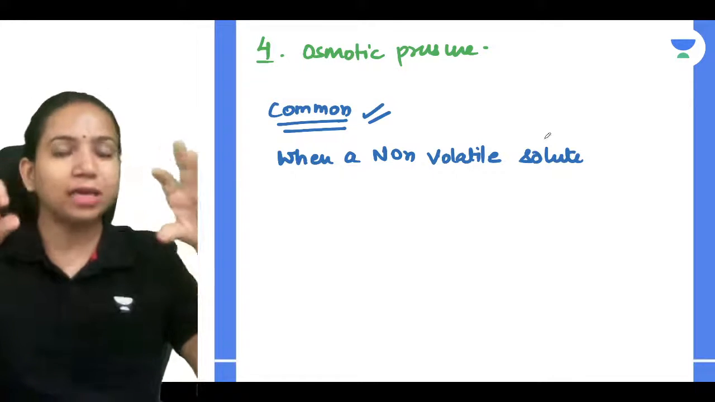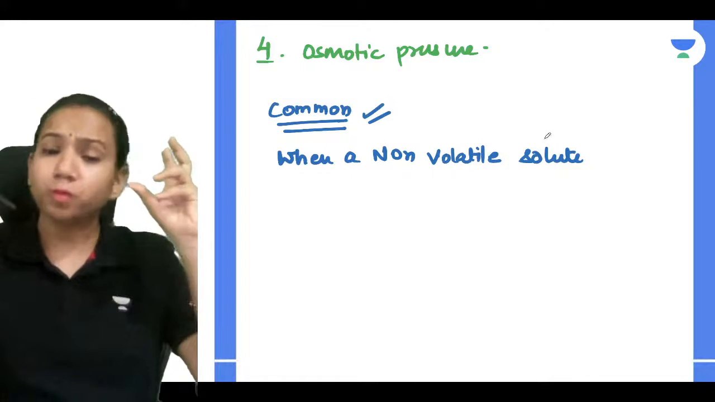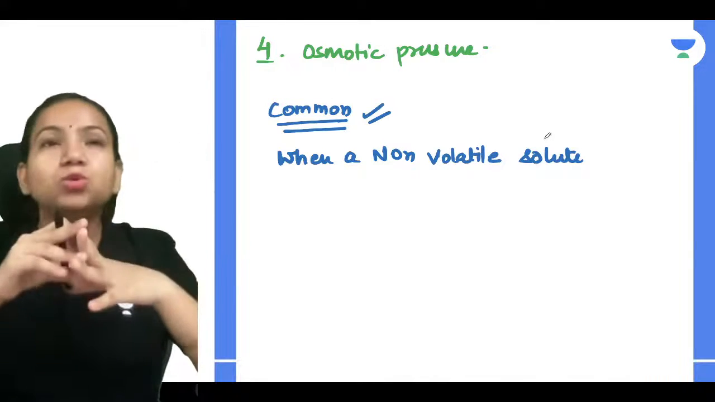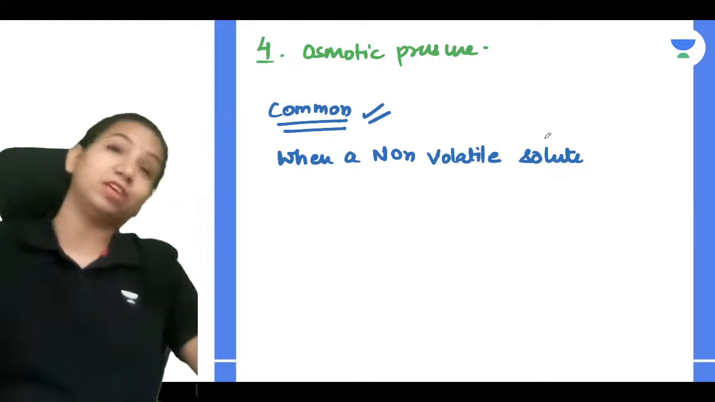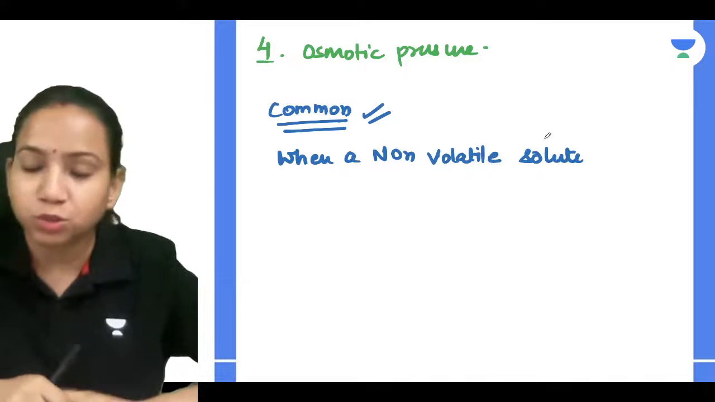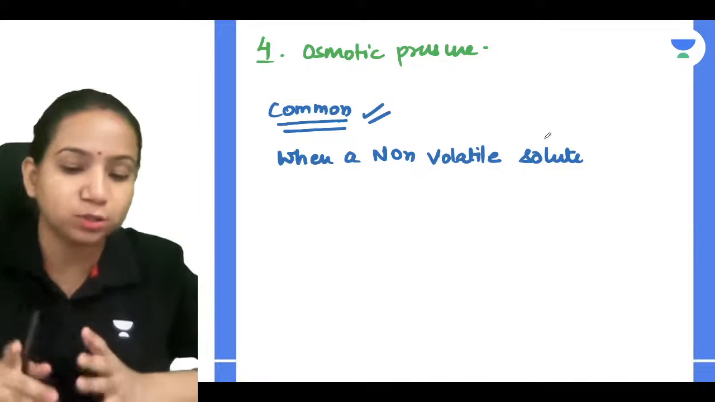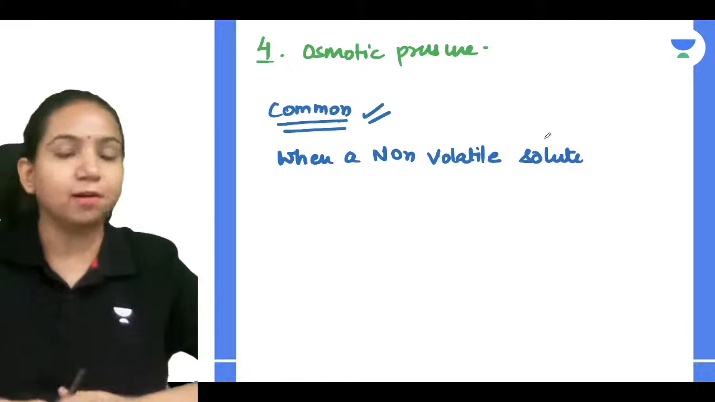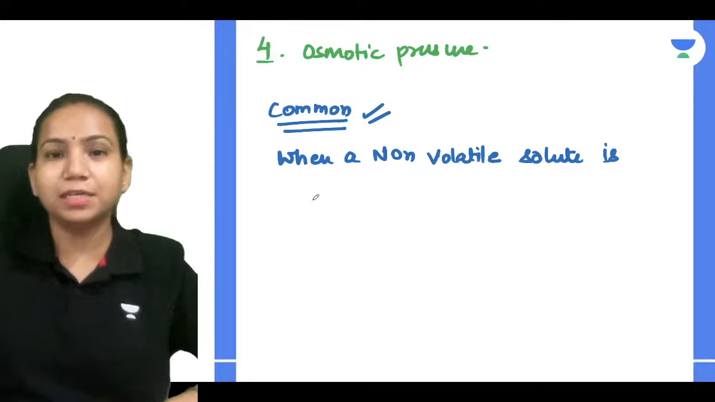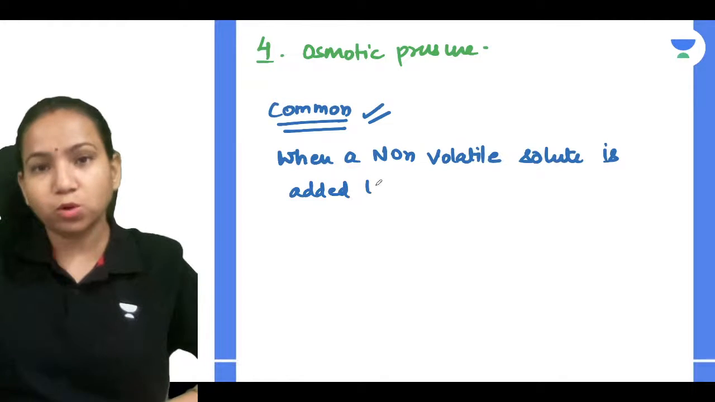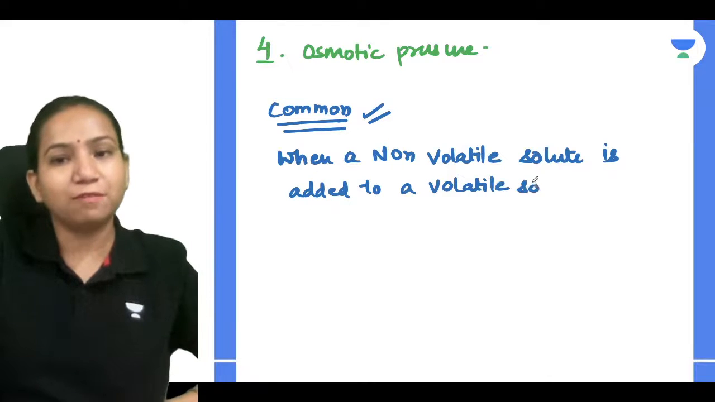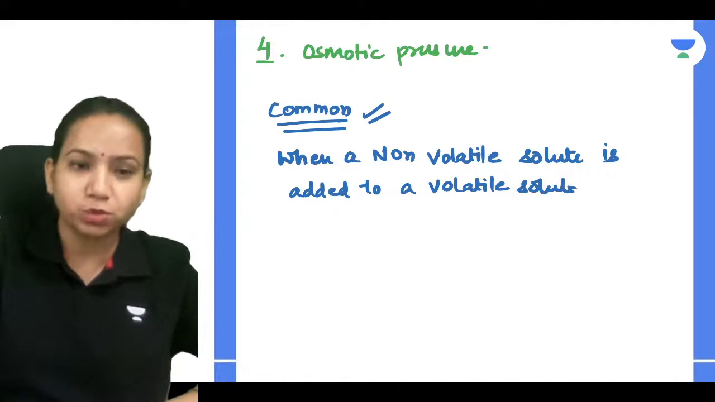So the simple thing is that you take a non-volatile solute, the one which doesn't evaporate easily, and add it to the volatile solvent, the one which evaporates easily. Then you check what happens to the vapor pressure, boiling point, freezing point, and what the osmotic pressure is. All these things we'll be learning here. Now, what is osmotic pressure? When a non-volatile solute is added to a volatile solvent, this is a common statement for everything that you are going to study.